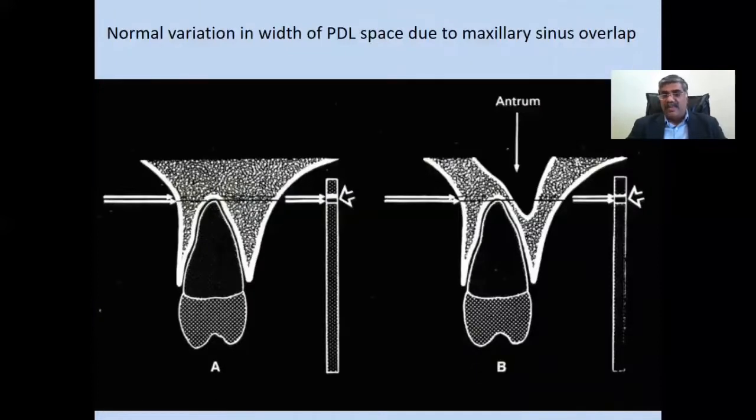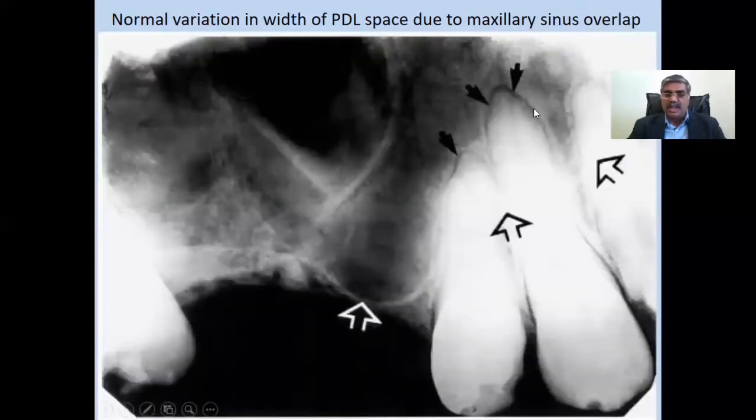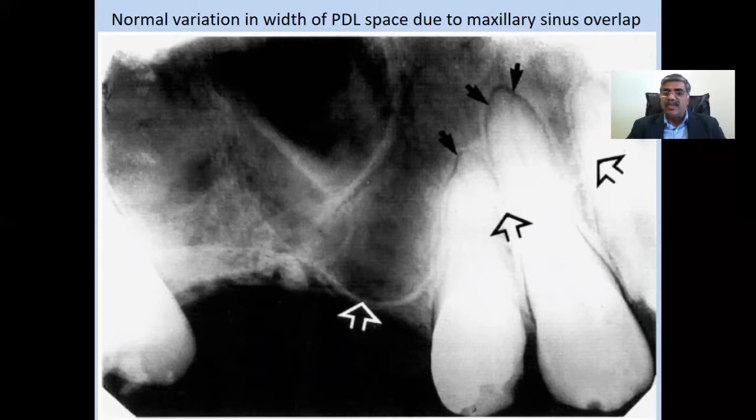You should be very careful when making a diagnosis of apical periodontitis in the maxillary posterior region, that is the maxillary premolar and molar. There could be a possibility of overlapping of the maxillary antrum over the periodontal space at the root apex. So this may give a wrong impression. Radiographically, it may look like apical periodontitis, but a simple pulp vitality test would differentiate the two.